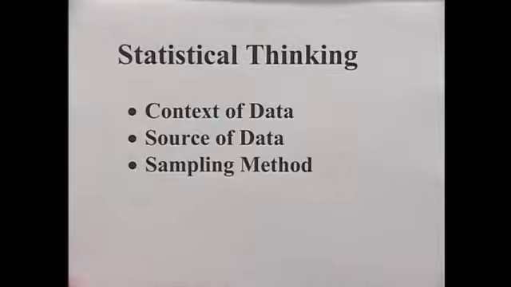Now, to get back into the major topic of this first segment, statistical thinking, I want to talk about the context of the data, the source of the data, and the sampling method. You can see that these topics are really non-numerical. They don't really involve computations. They involve thinking about where the data come from, how they were collected. So I'm going to talk about each of these separately.